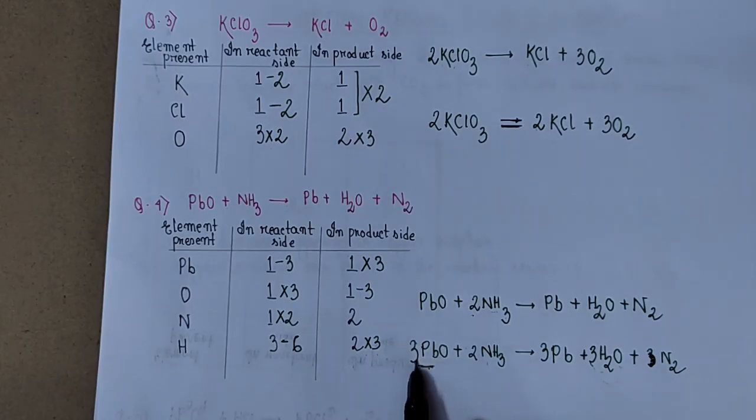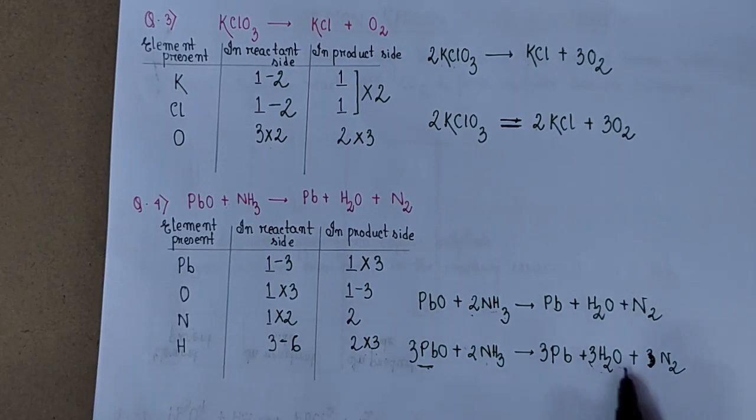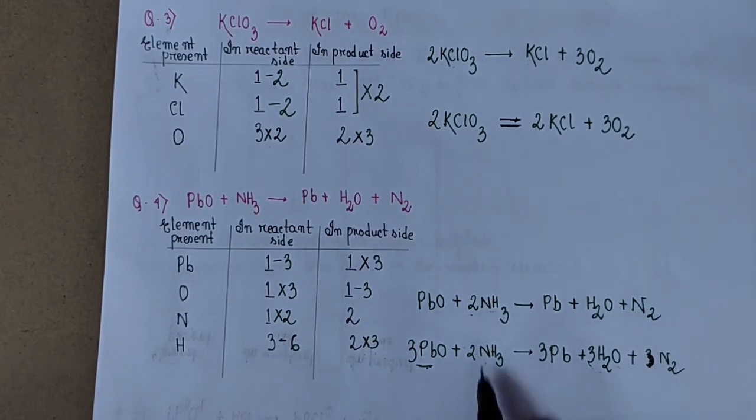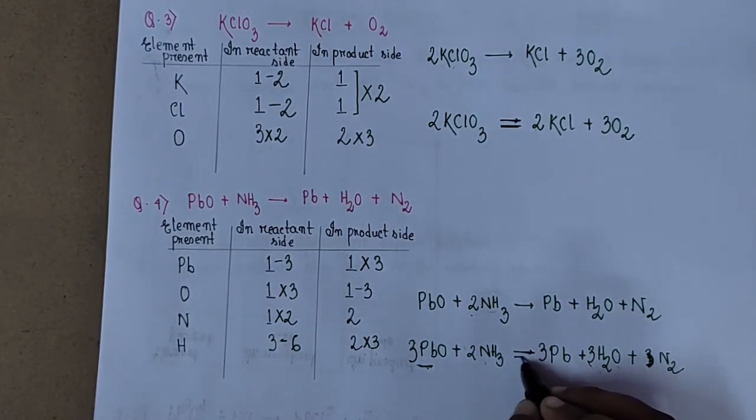Lead 3 in the reactant side, 3 also in the product side. Oxygen 3 in the reactant side, 3 also in the product side. Nitrogen 2 in the reactant side and 2 in the product side. Hydrogen 6, 3 times 2 is 6, in the reactant side and 3 times 2 is 6 in the product side. So now the sign will change to an equal sign.